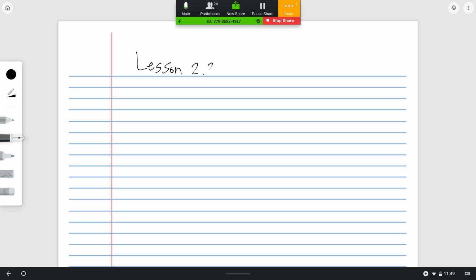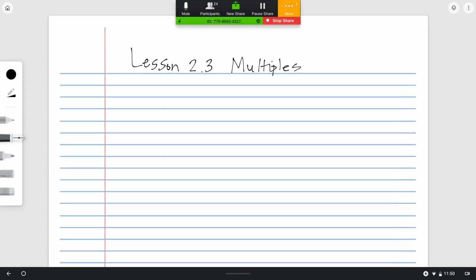Lesson 2.3. And this is multiples. Lesson 2.3, multiples. Okay, we need to know what multiples are.